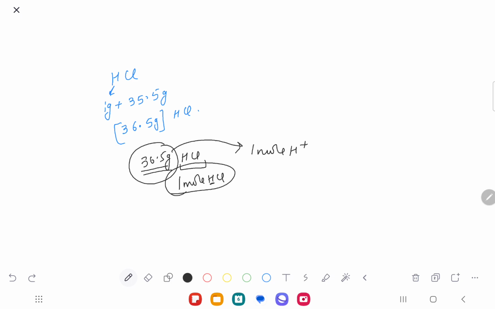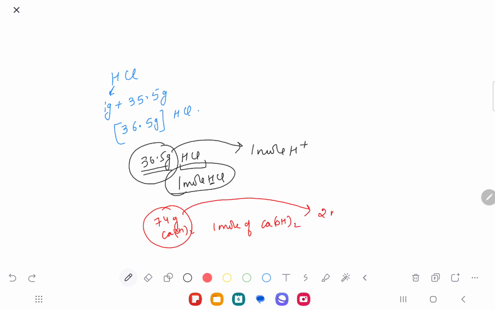But in the previous example, I had a packet which consisted of 74 grams of calcium hydroxide, which meant we had 1 mole of calcium hydroxide. But that 1 mole of calcium hydroxide was actually giving me 2 moles of OH-. So this one packet was 1 mole of the molecule, but I needed 1 gram equivalent. What is 1 gram equivalent? That packet which gives me 1 mole of OH-.